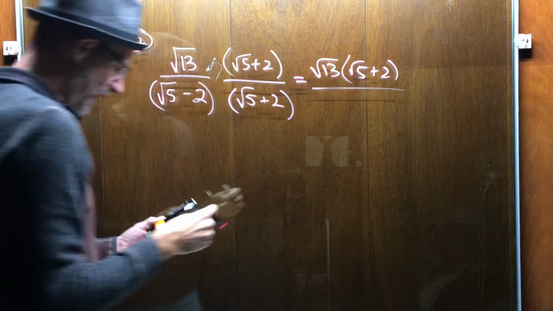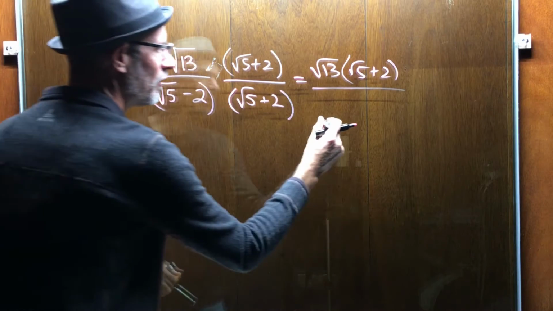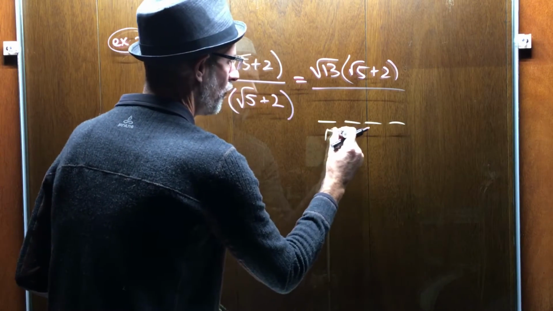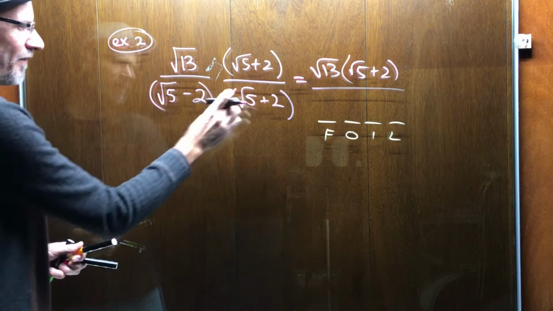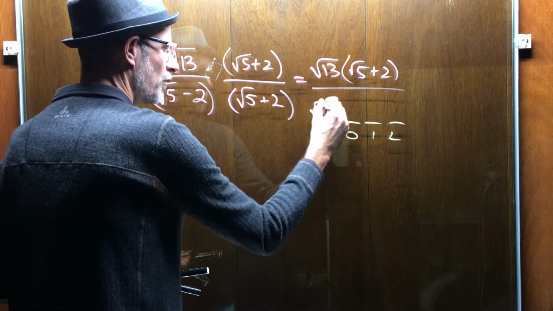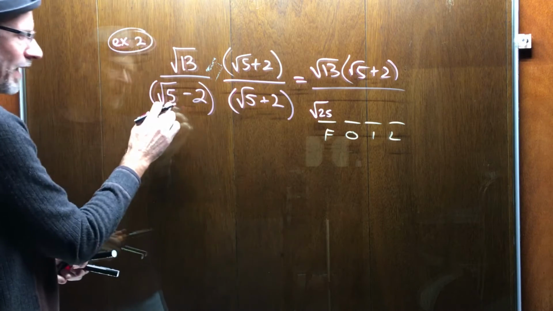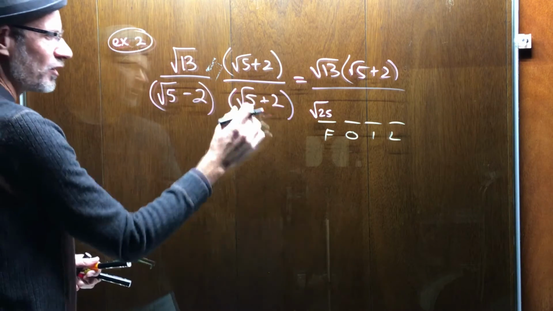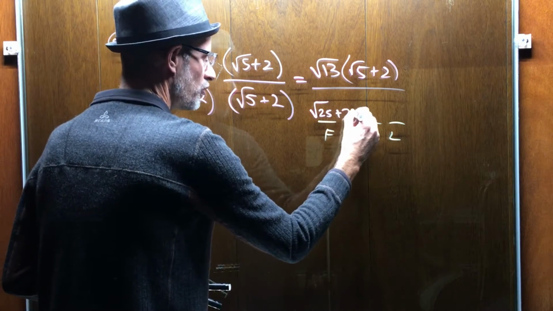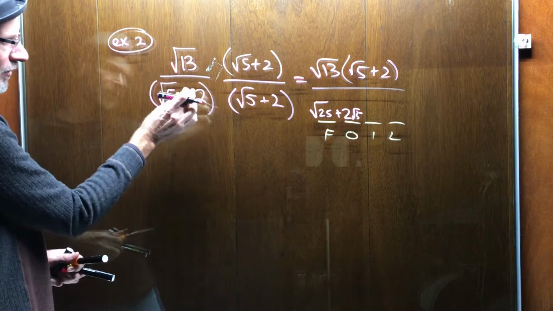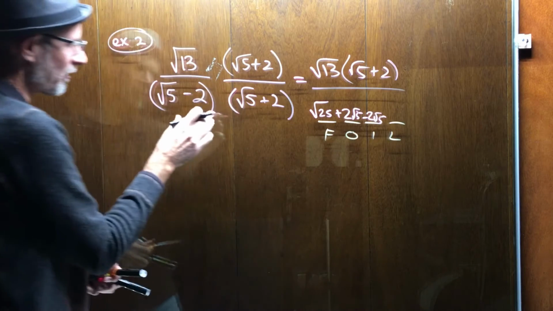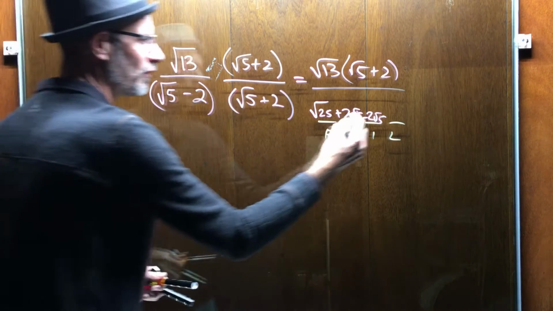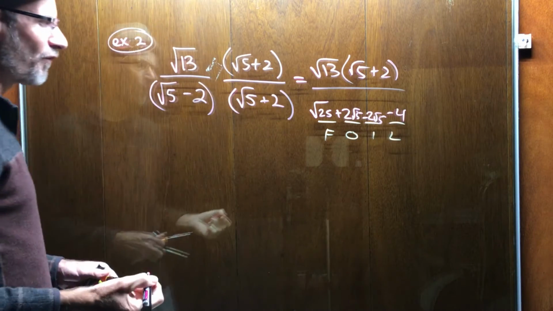All right, so on the bottom, again, we are going to FOIL. So our firsts are root 5 and root 5, which is root 25. Our outers are root 5 and 2, which is plus 2 root 5. Our inners are negative 2 and root 5, so that's negative 2 root 5. And our lasts are negative 2 and positive 2, which is negative 4.